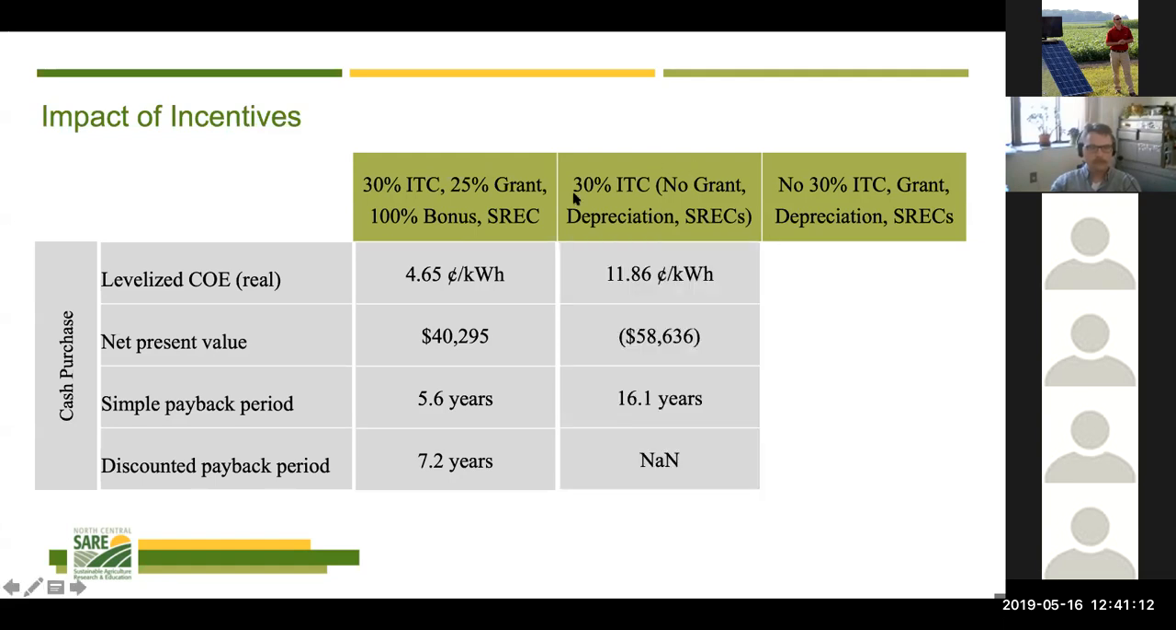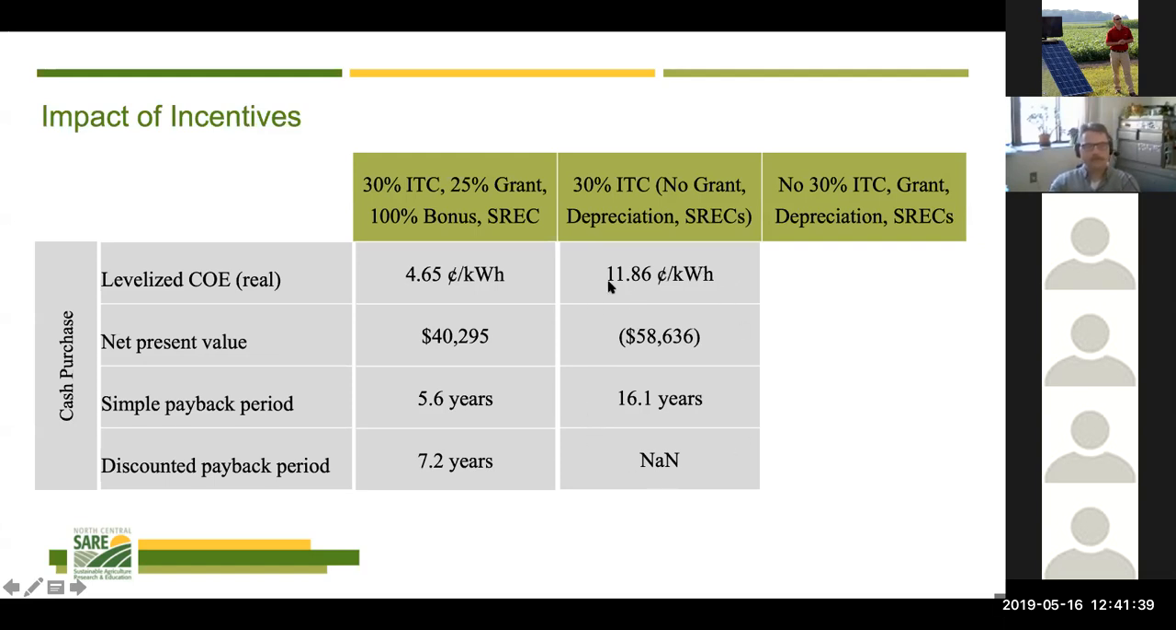Now, in column 2, we get a little more conservative. We say, okay, we're just going to assume you have the 30% investment tax credit. We're going to assume in this scenario that we did not receive a REAP grant, we didn't take bonus depreciation, and we'll just assume there's no SREC market in this instance. You can see it dramatically changes our results as we look at these different metrics.